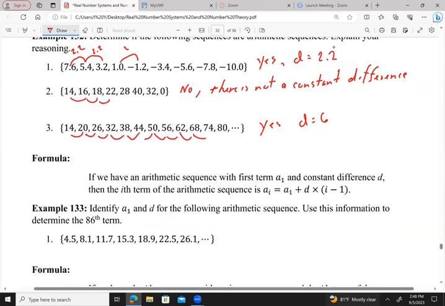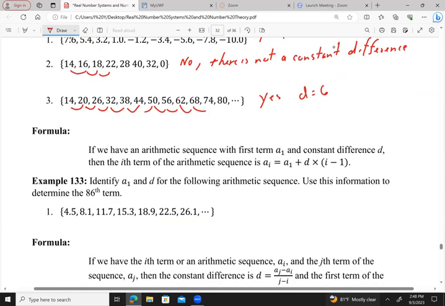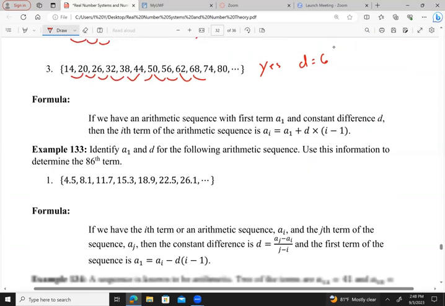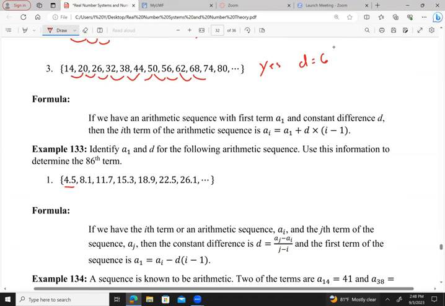If we have an arithmetic sequence with the first term a sub 1 and constant difference D, the ith term of the arithmetic sequence is a sub i equals a sub 1 plus D times i minus 1. So identify a1 and D for the following arithmetic sequence. Use this to determine the 86th term. So a1, first term, a1 equals 4.5. And what's the difference? That's 3.6. Yep. So D equals 3.6.